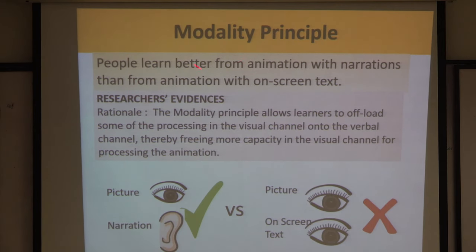This one is called the modality principle. People learn better from animation with narration than from animation with on-screen text. If you are using an animation and a portion of it is being narrated, then this is good, as compared to looking at a video and also reading the caption below, where the eye is doing everything. That is cognitive overload in the visual channel. We have to consider that. This is to maximize the entry of information into working memory.